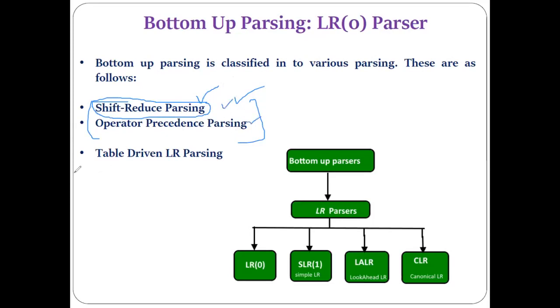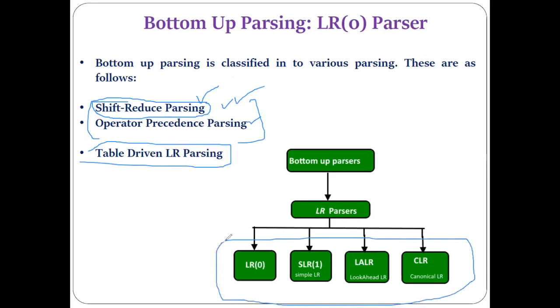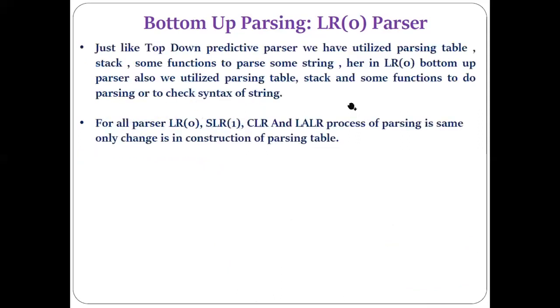Now the second important category in bottom-up parsing is the table driven parsers. In the table driven parsers, there are four important techniques which we are going to discuss. Today we'll discuss the first and second, LR0 and SLR1, and next time we will discuss the remaining two. So let's start with the LR0 parser.